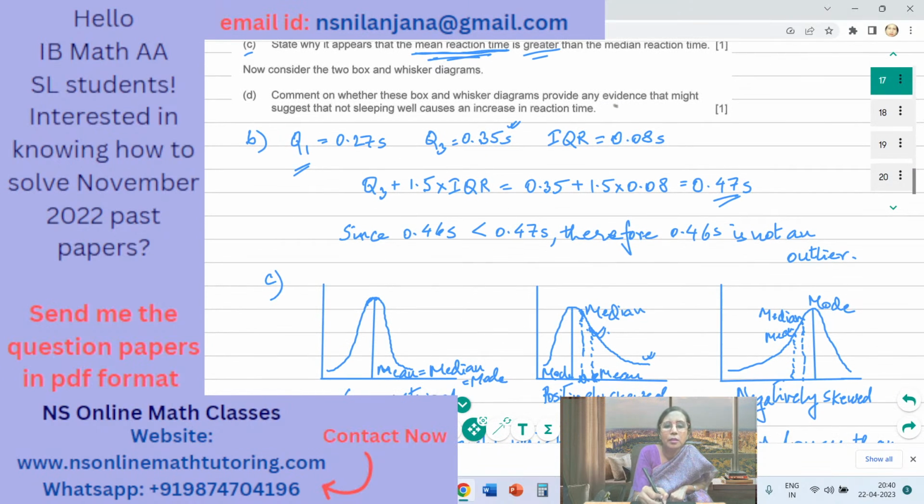Now it is part D. Now consider the two box and whisker diagrams. Comment on whether these box and whisker diagrams provide any evidence that might suggest that not sleeping well causes an increase in reaction time.